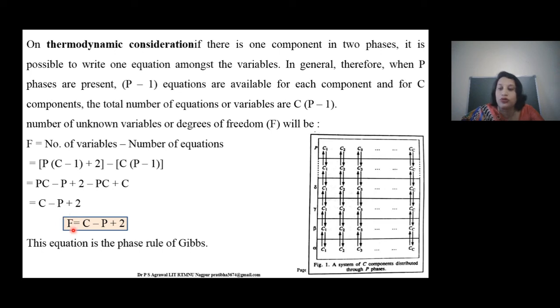If the degree of freedom is 4, we have to see a graph having 4 variables. Or else what do we do? We assume one or two compositions, some variables, as constant, and then we define the system. We will see that also. When F is 0, the system is non-variant. Non-variant means the system has fixed parameters of temperature and pressure, that means no variable. We call it a point. That means a point has 0 degrees of freedom, a curve has 1 degree of freedom, an area has 2 degrees of freedom, and so on.